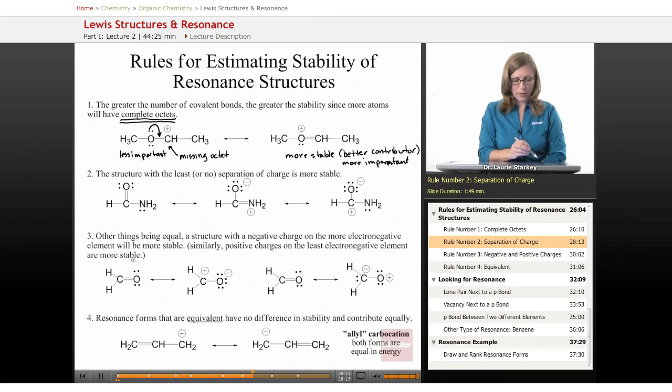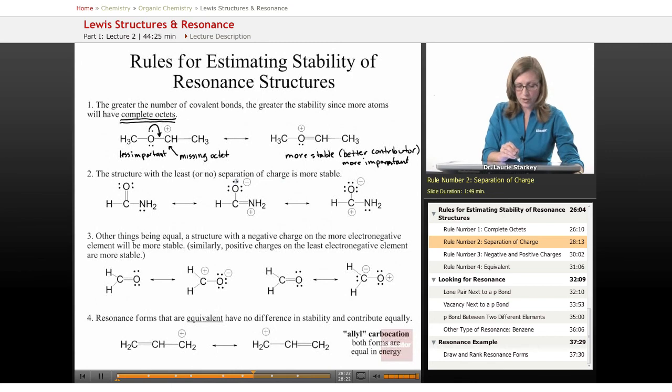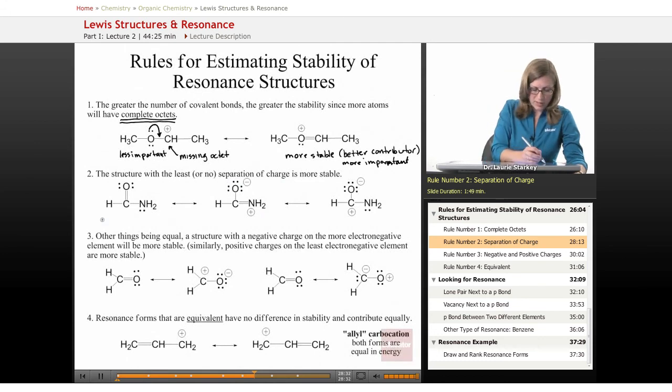Okay, another thing to look for is if we have a separation of charge. If we can avoid formal charges, that would be a very good Lewis structure. So that's something to keep in mind. So if we compare this first structure to this next structure, those are both valid Lewis structures, but this is going to be the most important because this one has formal charges.